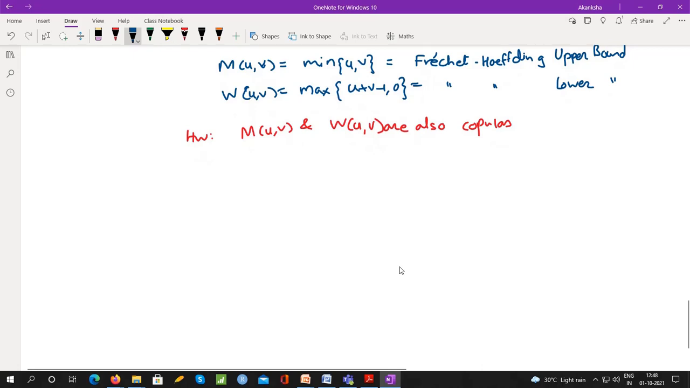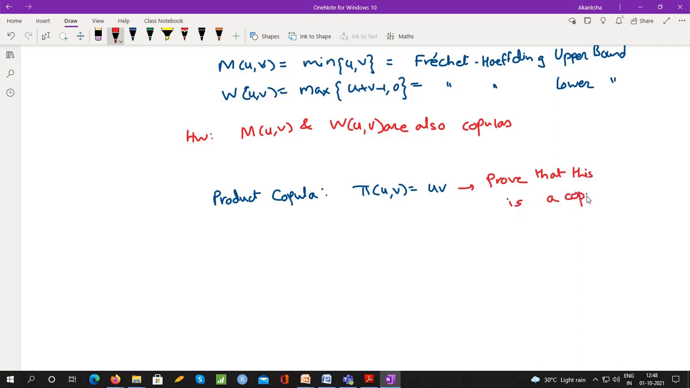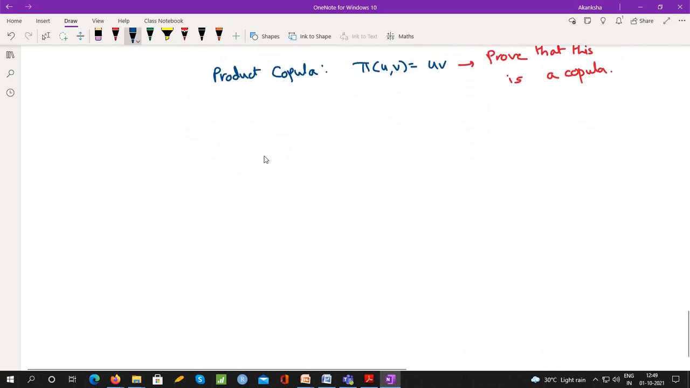And let me give you one more example of copula, so that could also be homework. There is something called the product copula. What is the product copula? Pi(u,v) is defined as u into v. Okay, so again you have homework. Prove that this is a copula. Prove that this satisfies all the properties. Okay, so you have three concrete examples of copula function. Of course, you should try and look for some other examples also. We can probably see one or two examples.